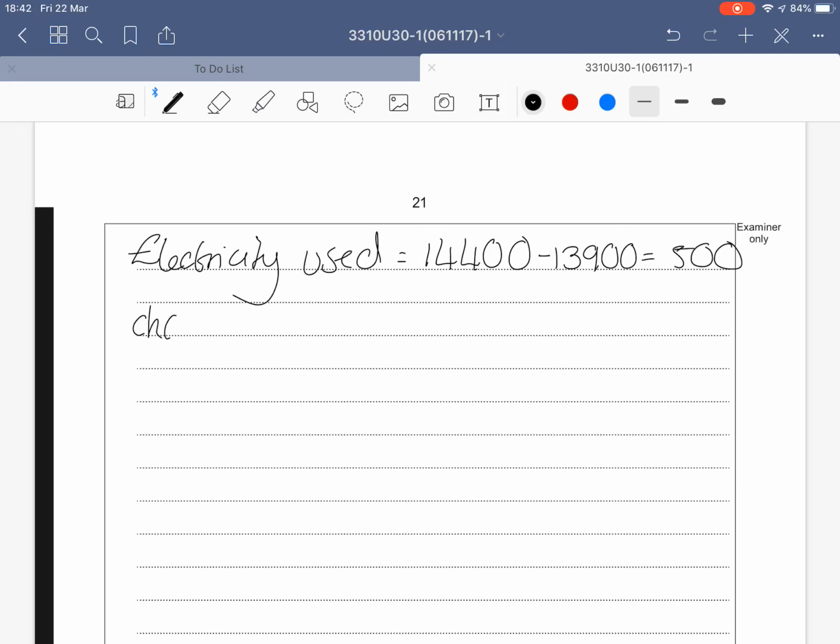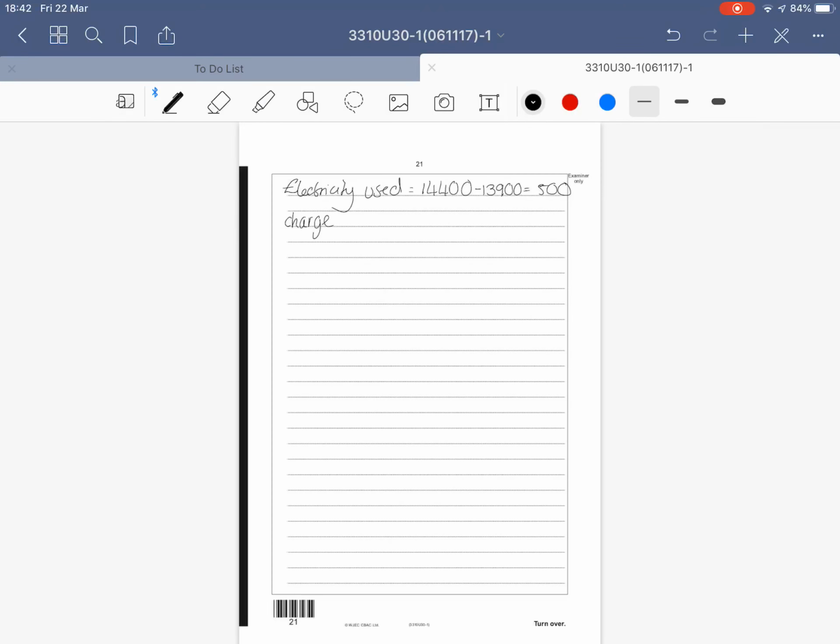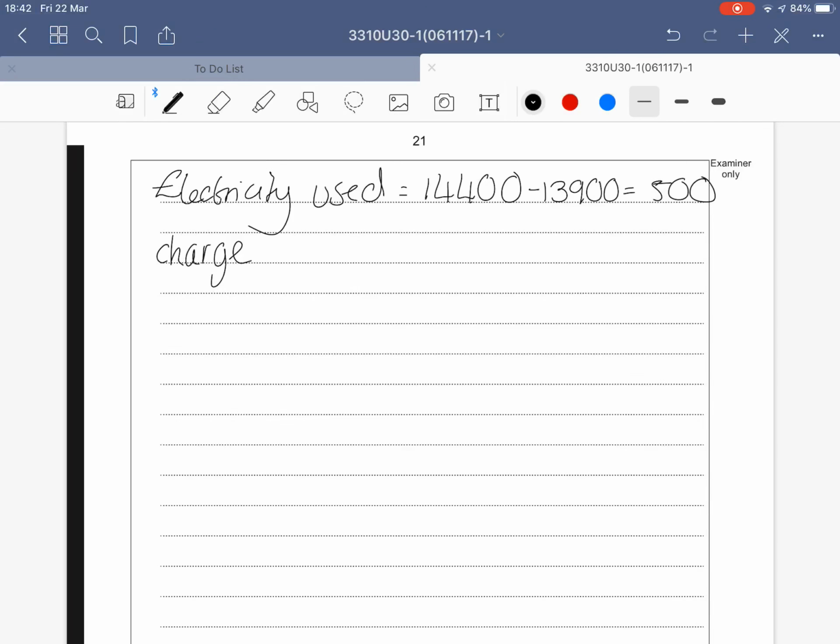Now the charge. They told us it went up by 5%, but we knew that from the previous question. We've worked that out already. It was 21p. So the charge for electricity is going to be the 500 times the 21p. It won't take you long to do 21 times 5. 5 times 1 is 5. 5 twos are 10, so it's going to be 105. So that's going to cost £105.